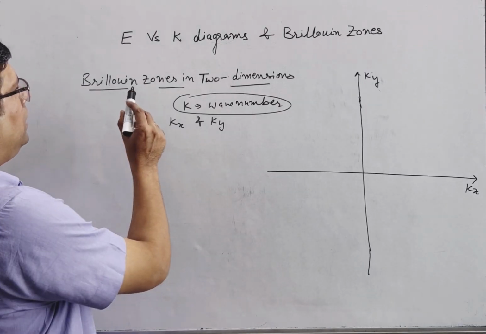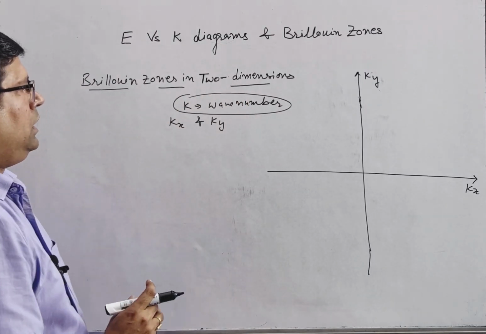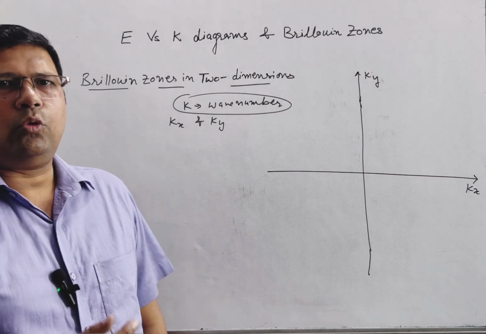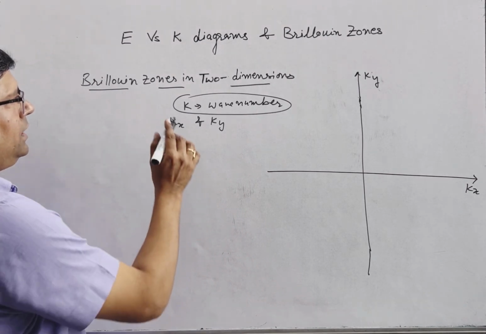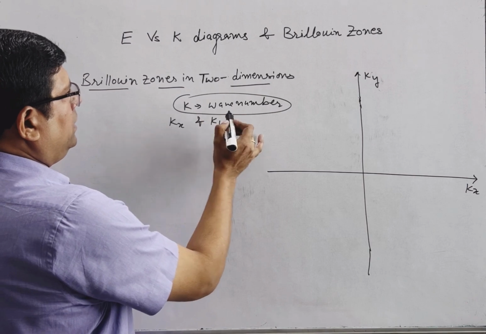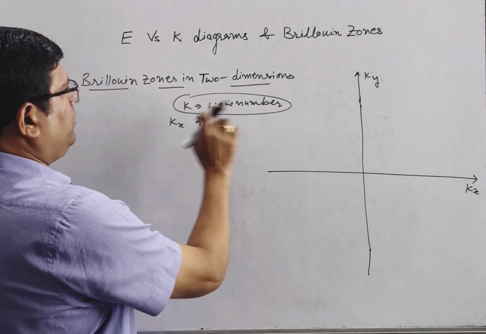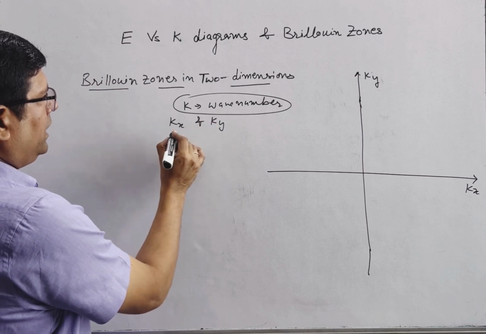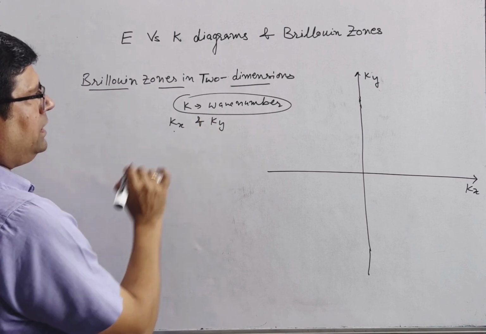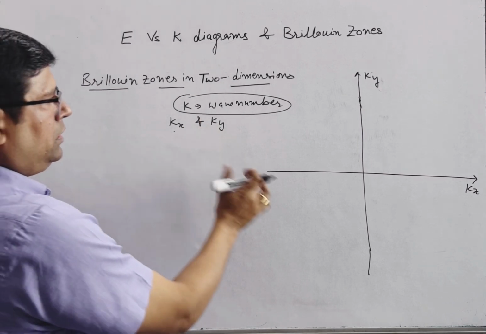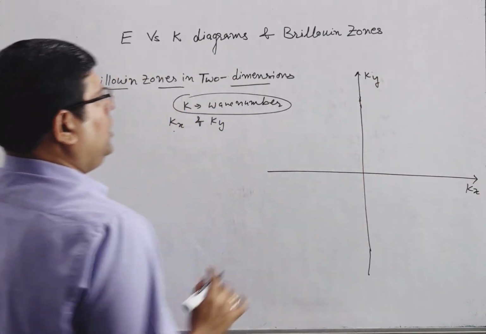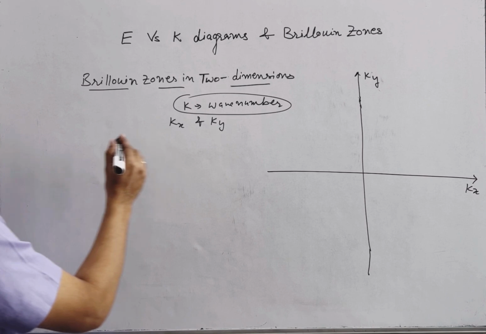Now to draw the Brillouin zones in two dimensions, let us consider the motion of the electron in a two-dimensional lattice, that is described by wave number k. Now let the wave number k be divided into two components, kx and ky, in two dimensions. This is along the x direction, this is along the y direction, kx and ky.